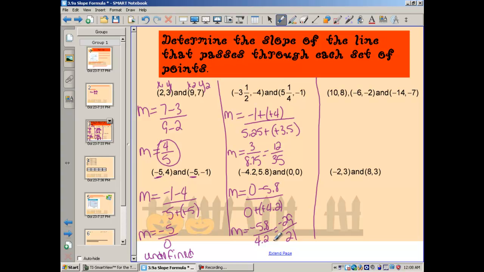So let's go to the next one. This one gives me 3 points and asks me to find the slope of the line. Pick any 2 points and use the formula. It doesn't matter which 2 points, just as long as you're using a whole point. So I could use this point and this point, or this one and this one. You get the idea. It doesn't matter. I'm just going to use the first 2 I see, so I'm going to ignore this one for a minute.